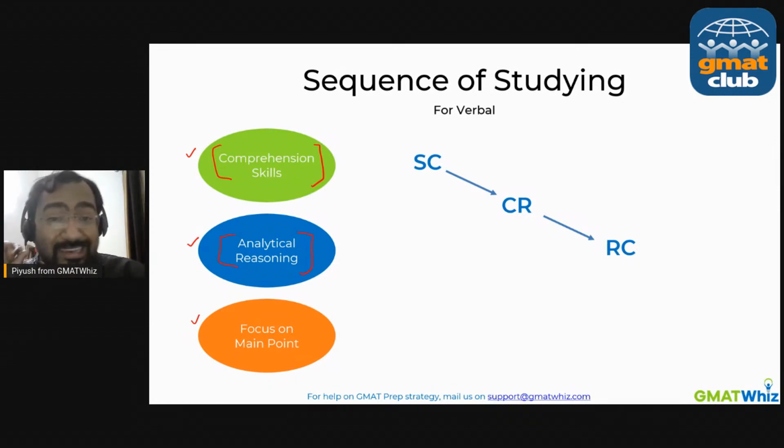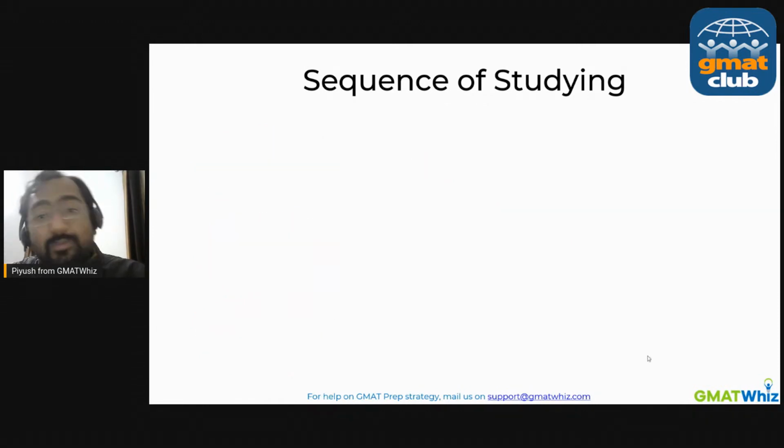But this is the best learning sequence that works. All right, guys. Any questions on this? Feel free to put it in the chat. Now, with that, let's move on to quant.